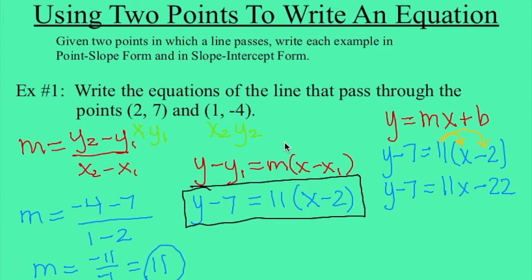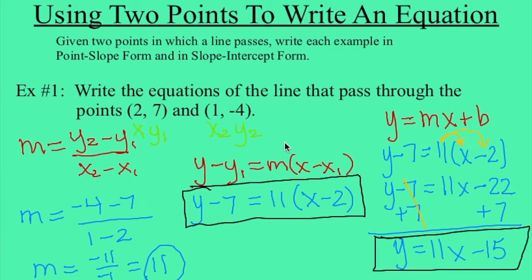And then my goal becomes to get y by itself. So to get y by itself, I need to get rid of 7. So I'm going to add 7 on both sides, making sure that I'm adding 7 with the term that would be considered its like term. So those cancel. And this enables me to say that y is equal to 11x minus 15. So this is the other form that they ask you for right here. And you would be done with that question.